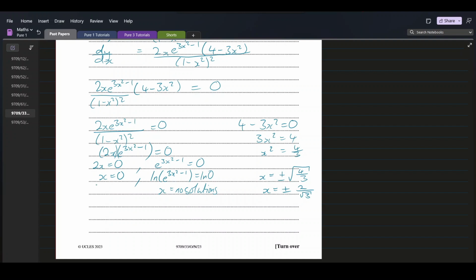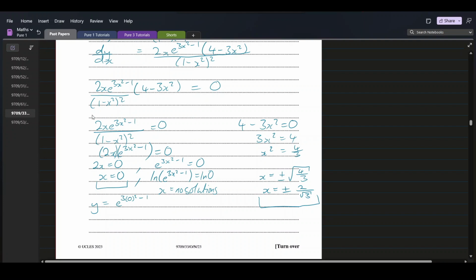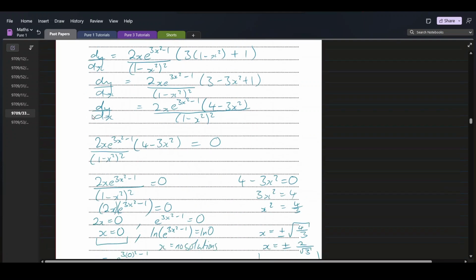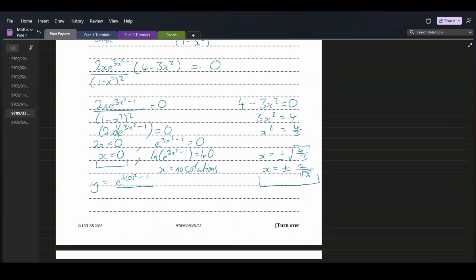And now we have to evaluate the y coordinates when x is 0 or when x is equal to plus or minus 2 over root 3. So let's start with when x is 0, y is equal to e^(3 times 0² - 1), and this is all over 1 - x². So this is over 1 - 0². So this will give us y is equal to e^(-1). So our first set of coordinates is (0, e^(-1)).